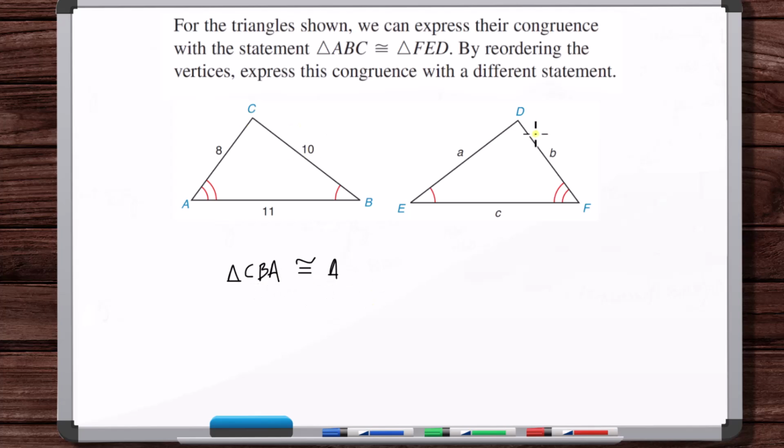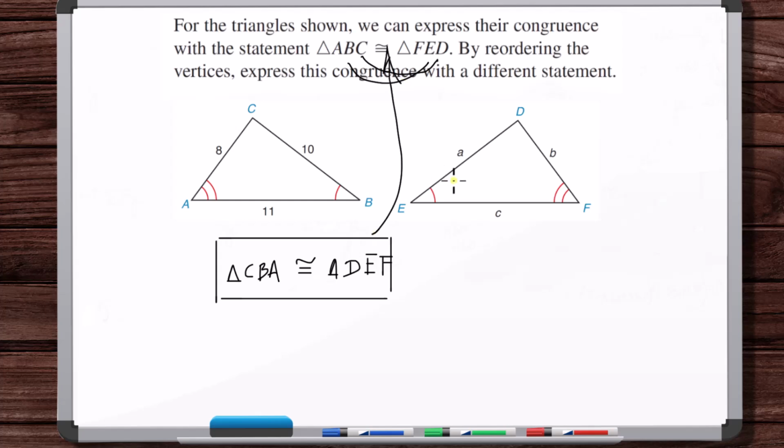So what corresponds to C here? Well, that's going to be D. We can see this visually, but if we didn't even have a figure, we could come to the original statement and see that C corresponds to D. Then B is going to correspond to E, and A is going to correspond to F. So there's another way we could state this congruence. Both this and this are equivalent statements.